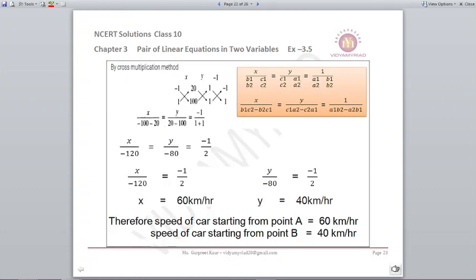So we will apply cross multiplication. x is BC, y is CA and 1 is AB. Cross multiply, you get x upon minus 120 equal to y upon minus 80 equal to minus 1 upon 2. Using this, we get x as 60 km per hour and y as 40 km per hour. That becomes the speed of the car from point A and from point B.